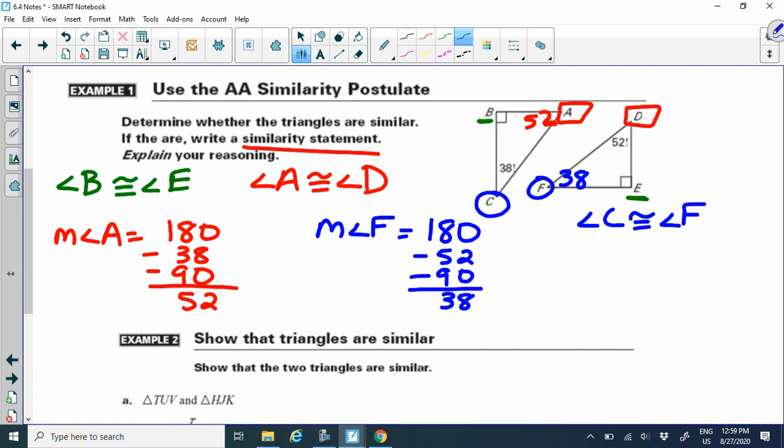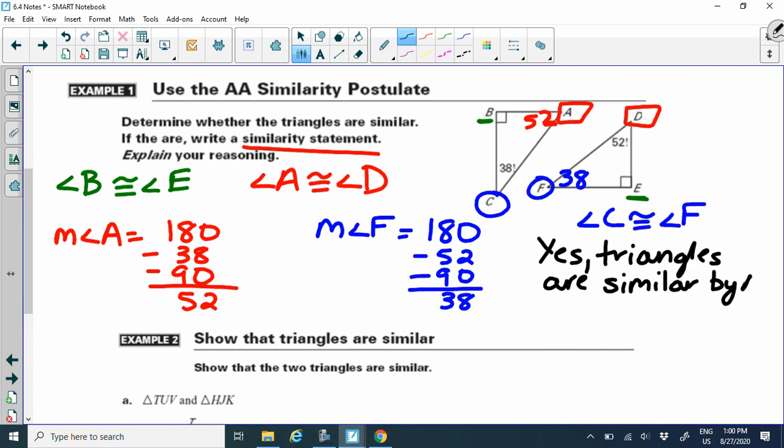But all that matters is that we have two pairs of corresponding angles that are congruent. Okay, so because we showed it, that means yes, these two are similar. So I'll say triangles because that's what they told us. So triangles are similar by AA. They didn't ask us to explain why, and our work is also an explanation.